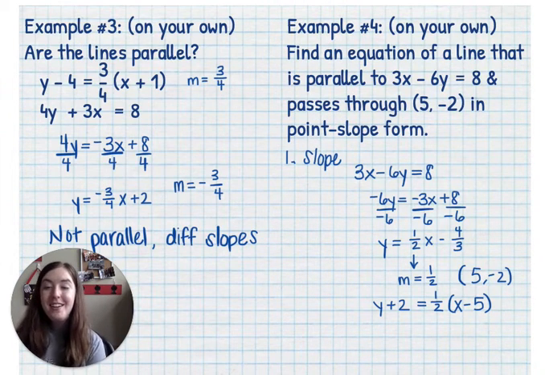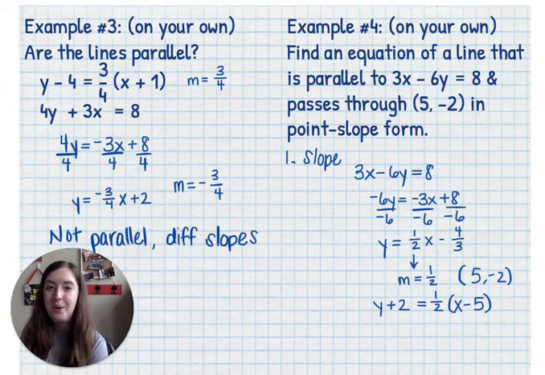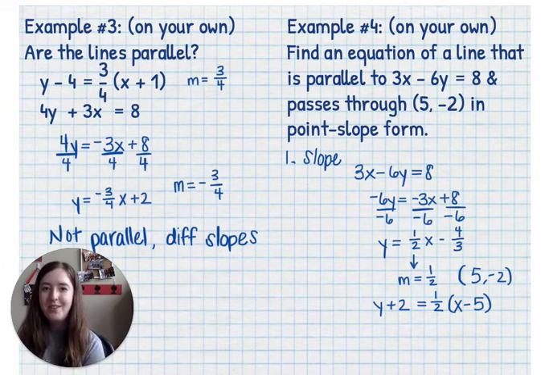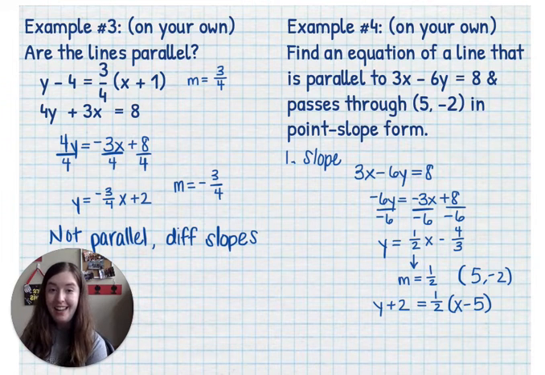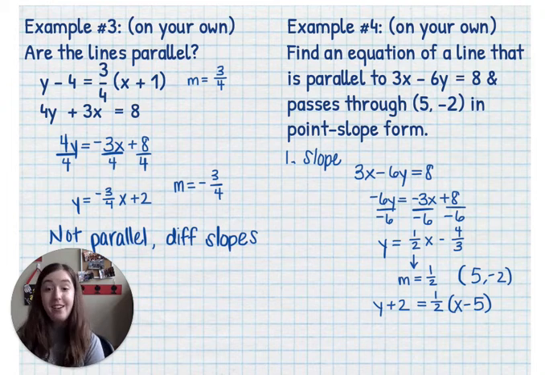Okay, so hopefully on number 3, you were able to pop out the slope pretty quickly, so we could tell their slope was 3/4 there. The second line is a little bit more difficult, so hopefully you solved for y and you found that the slope of that line was -3/4. Since the slopes are not exactly the same, they're not parallel.